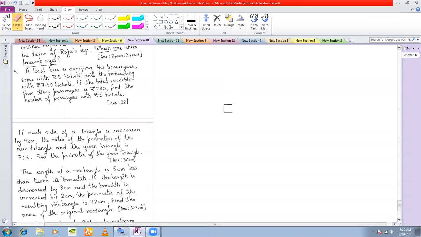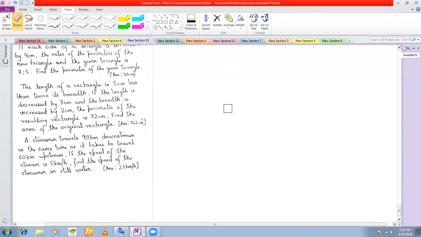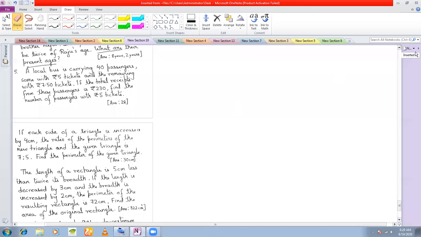The next problem. A local bus is carrying 40 passengers, some with 5 rupee tickets, and the remaining with 7.5 rupee tickets. If the total receipts from these passengers is 230, find the number of passengers with 5 rupee tickets.